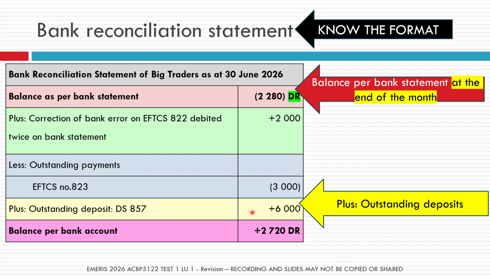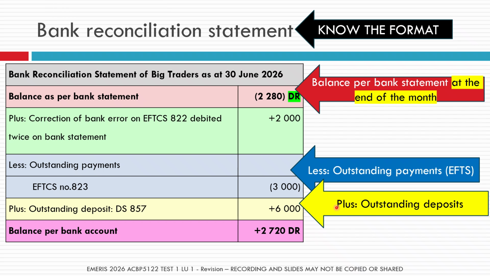Then we're going to add our outstanding deposits. So outstanding deposits is always a plus. We're going to subtract our outstanding payments. Remember, these two are your timing differences. Outstanding payments are always minus. Outstanding deposits are always plus.